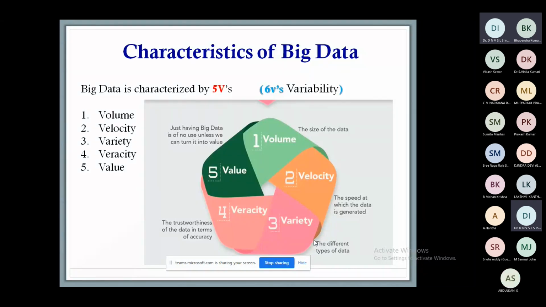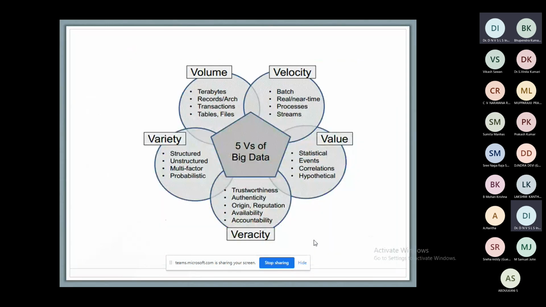One is volume, which is nothing but the size of the data. Next is velocity, the speed at which the data is generated. Third is variety, the different types of data. Veracity, the trustworthiness of the data. And value, where you calculate the usefulness of the information into a particular value. And the last one is variability. It is the 6 V's. All these are the different characteristics of big data.